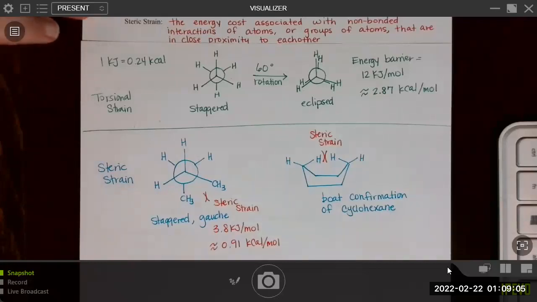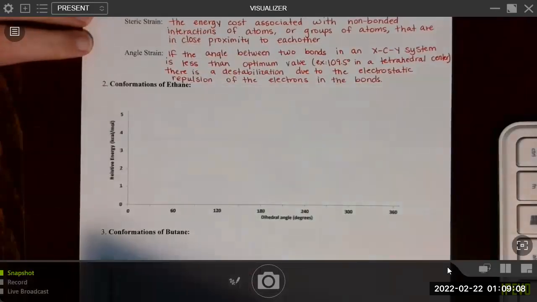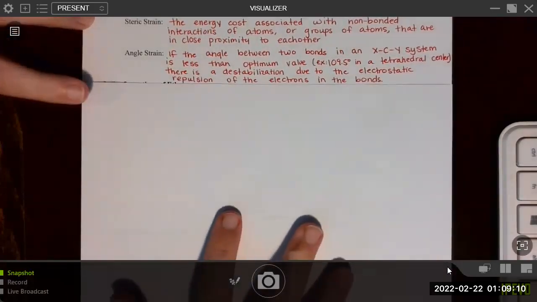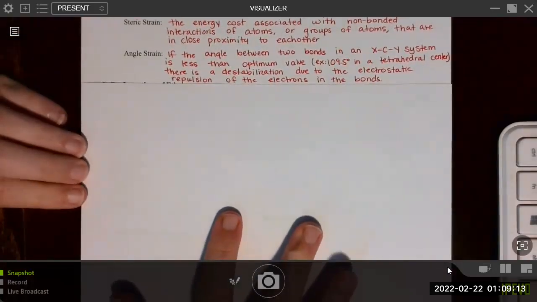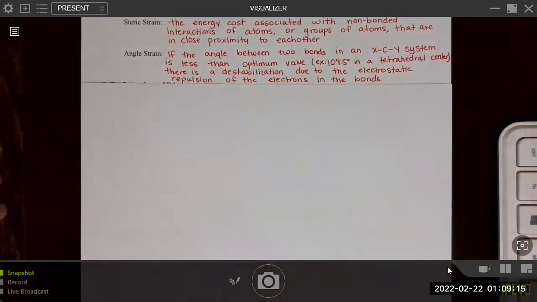And then what we want to do is talk about angle strain. So I wrote that the definition of angle strain is: if the angle between two bonds in an X-carbon-Y system is less than the optimum value, for example, less than 109.5 degrees in a tetrahedral carbon or tetrahedral center, there is a destabilization due to the electrostatic repulsion of the electrons in the bonds. Okay, so that's a lot of words, right? But it's always good to visualize an example of an angle strain.